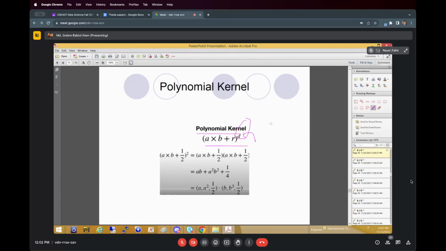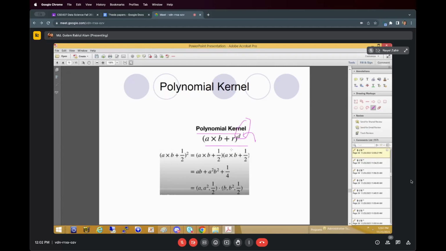If we have two dimensional data, then it can be placed into three dimensions like this. That means a higher dimensional space. The polynomial kernel will do that. So how will it do that?